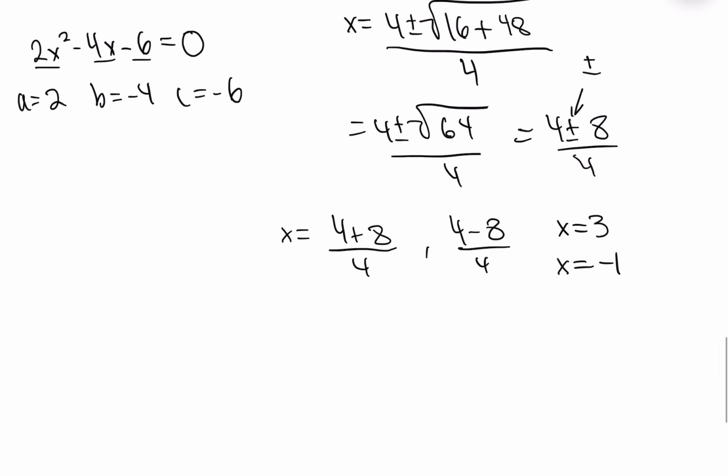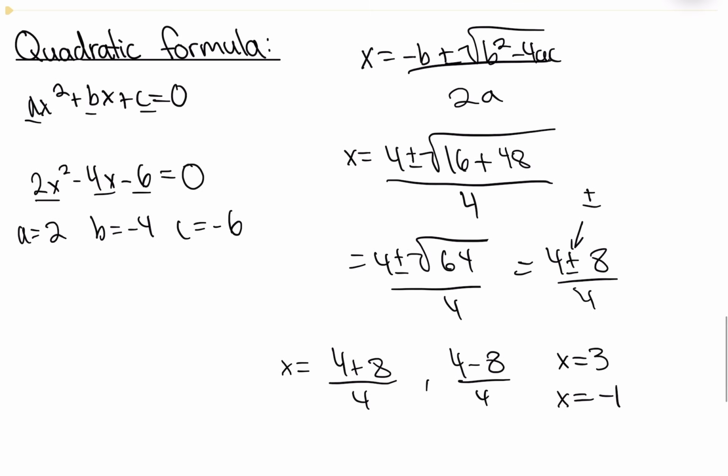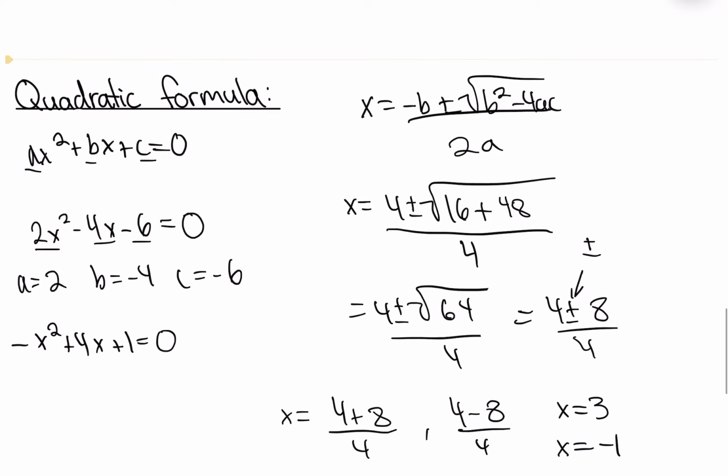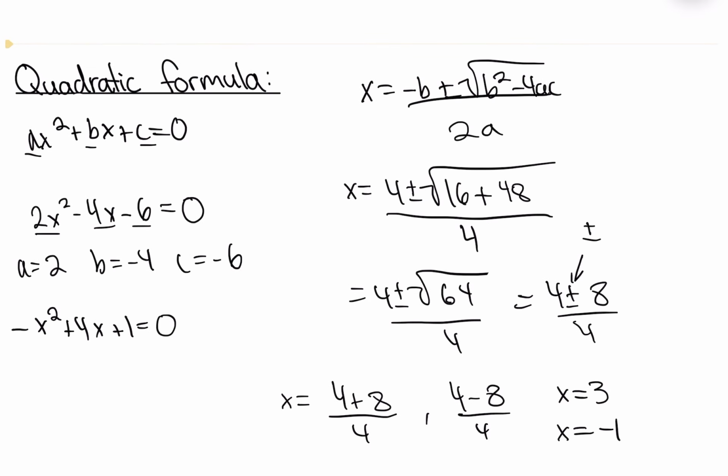Now, let's move on to a second example. Let's say we have negative x squared plus 4x plus 1 equals 0. Now, before we do this, let me tell you about a little trick you can use with the quadratic formula.